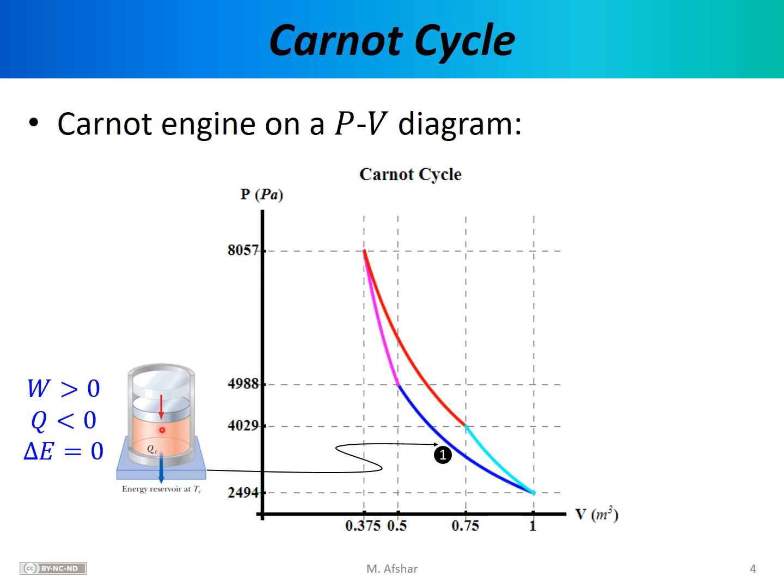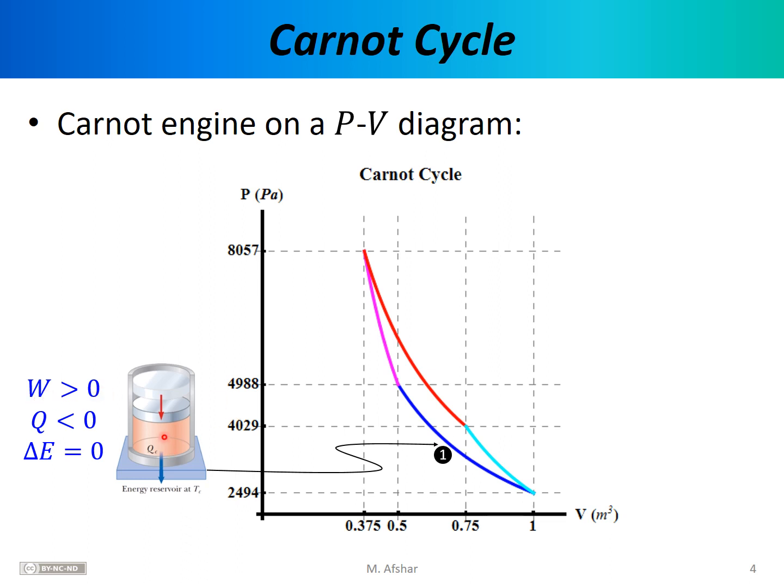We'll place the gas in contact with this cold reservoir, and therefore thermal energy will leave the gas and enter the reservoir. Since thermal energy is leaving the gas, we say that Q in this step is negative. At the same time, a piston compresses the gas, so the piston is pushing down on the gas, reducing its volume, and therefore doing positive work.